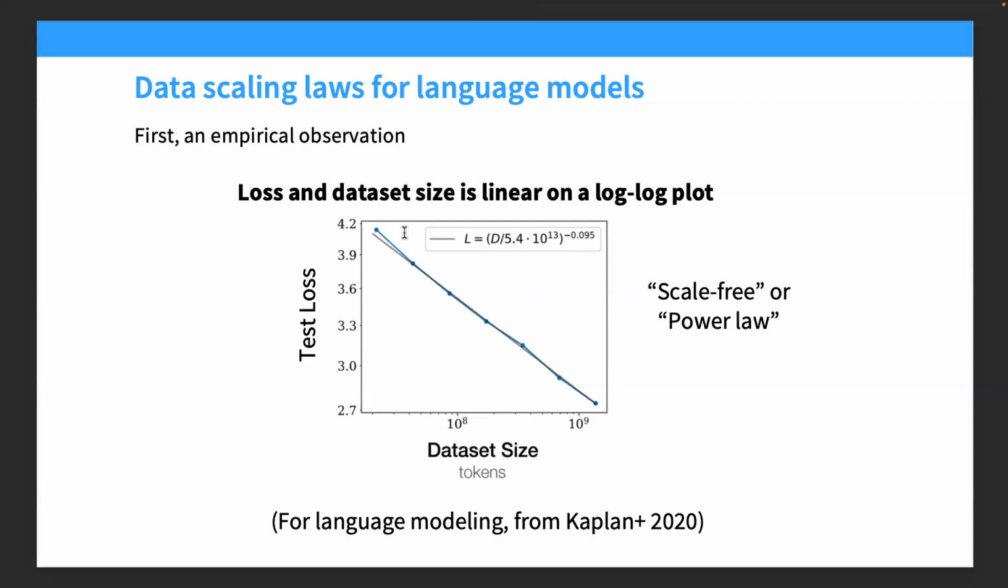The empirical observation is this: this is your data size and this is your test loss. If we take a log of the data size and a log of the test loss, you can fit a very simple linear curve. So this is like a power law, right? If you take a log, it becomes a linear relationship. And people identified this scale-free or power law relationship. And then people may ask, why is it a log-linear relationship?